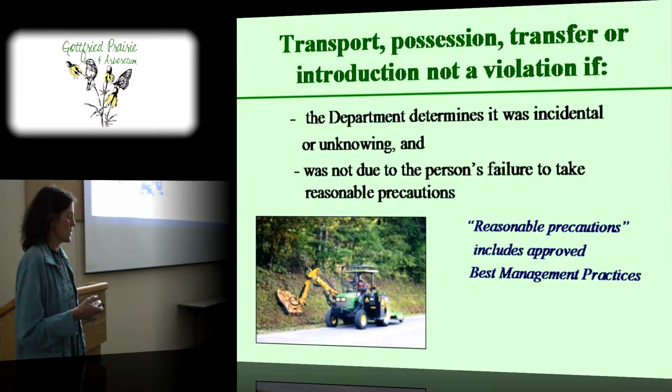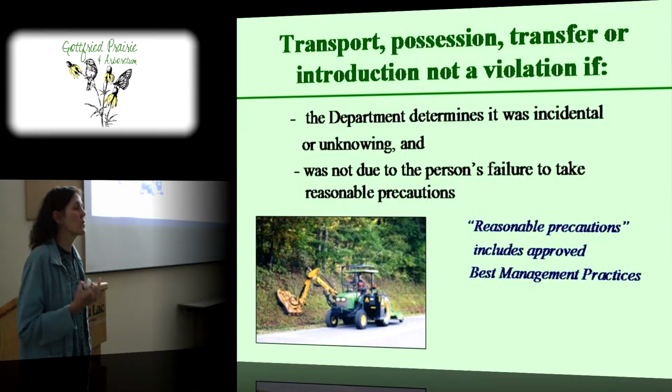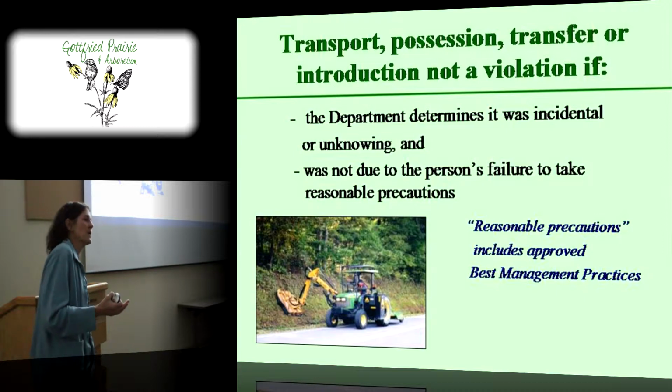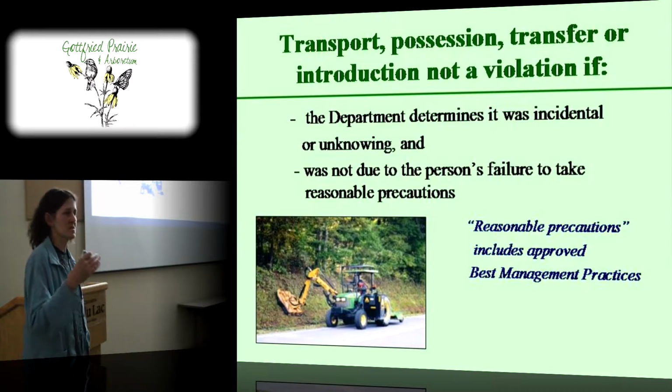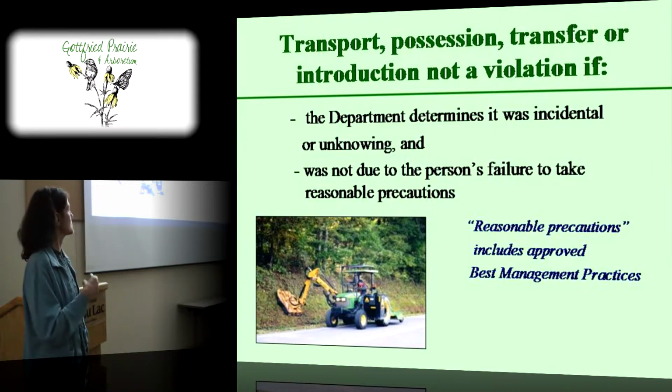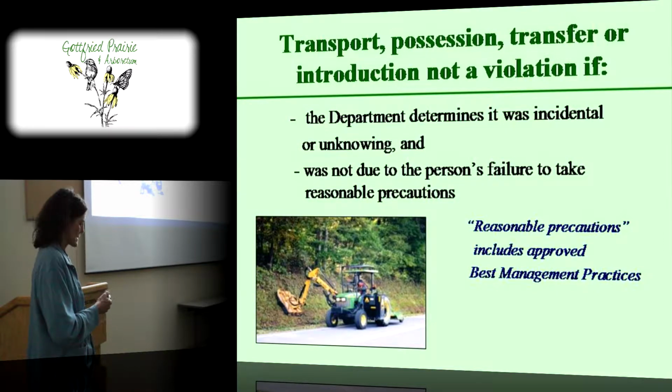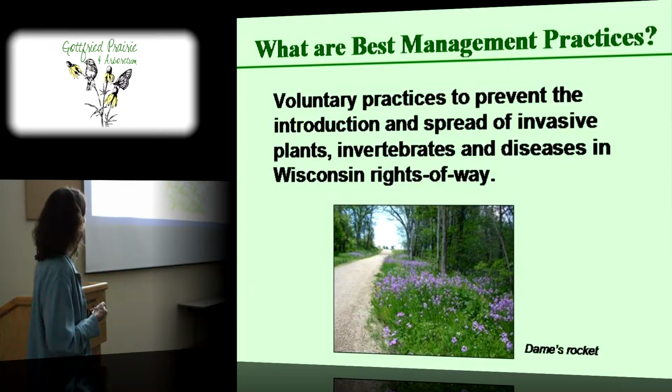The other big thing that you need to know is that we know these things are going to get accidentally transported. You know, when people are mowing or some other way, your dog goes running through an area and gets the seeds on them from Japanese hedge parsley, then they're going to be transporting it. So it's not going to be considered a violation if it was accidental or unknowing and you took reasonable precautions. And reasonable precautions means a number of things, but it specifically means the best management practices that were developed by different organizations to prevent the spread of these species. So both plants and disease organisms and pests.